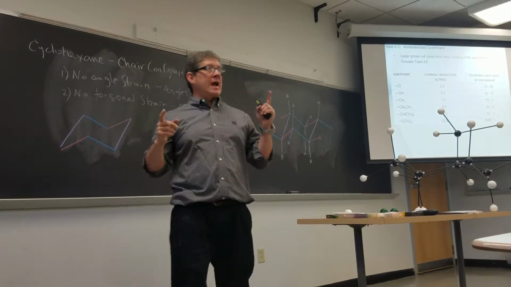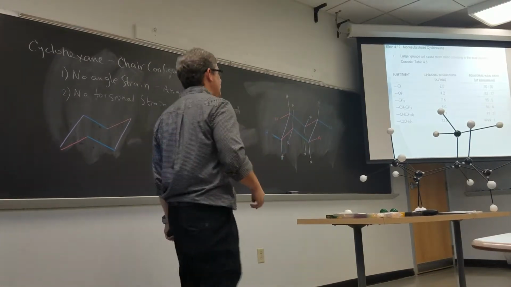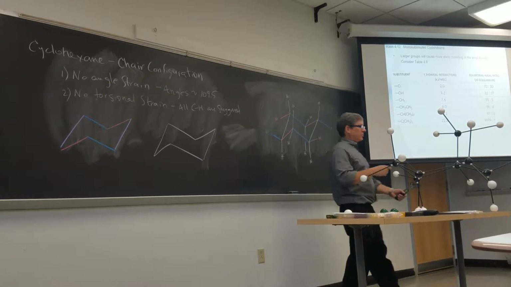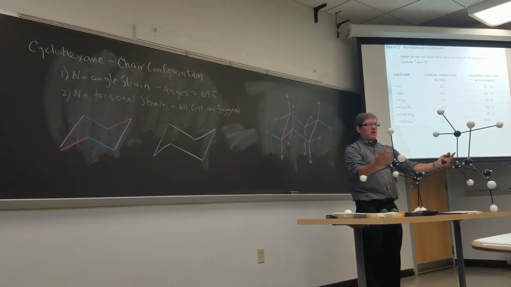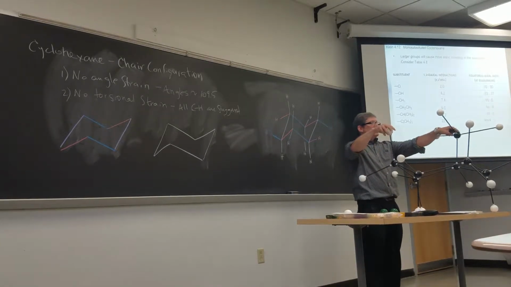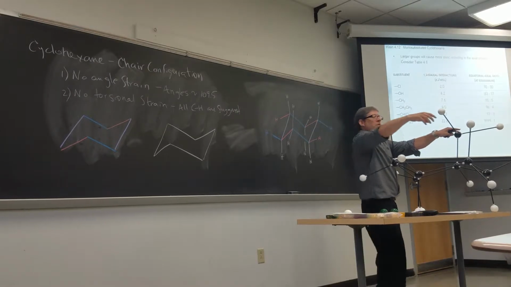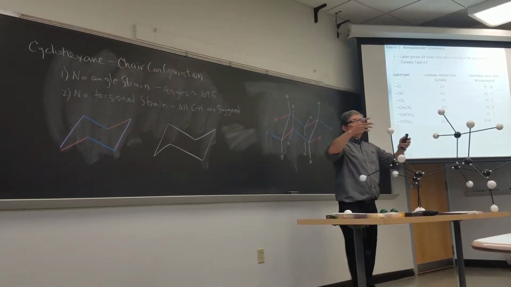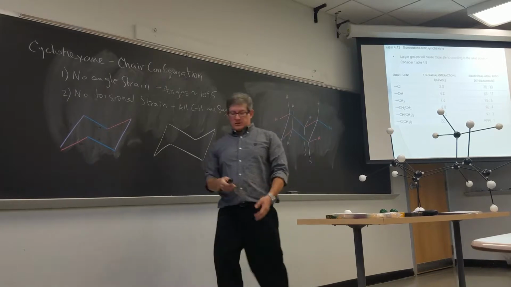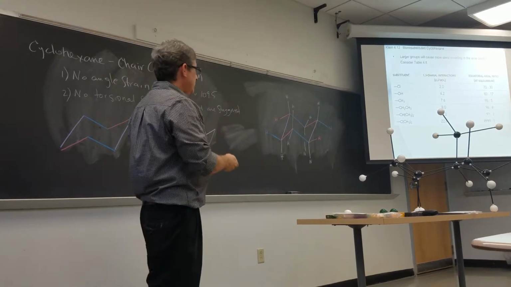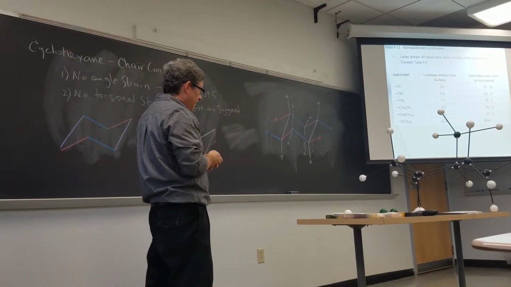Of these 1,3 diaxial interactions, right? It's a 1,3 diaxial here. The reason we call it 1,3 is that carbons 1, 2, and 3, and these are both axial. So this is the 1,3 diaxial here and the 1,3 diaxial over here. So there are two of those kinds of interactions, right? So it adds up to 7.6, right?